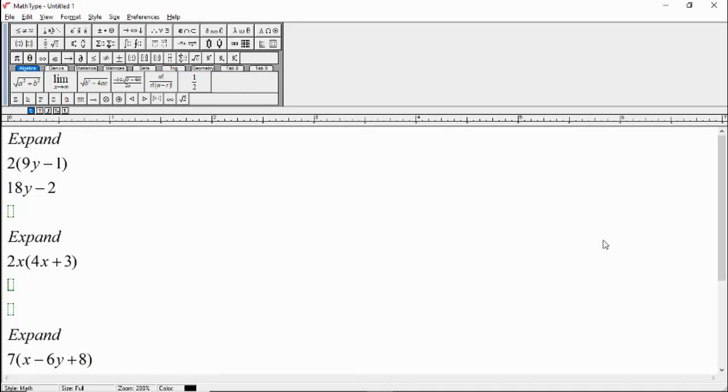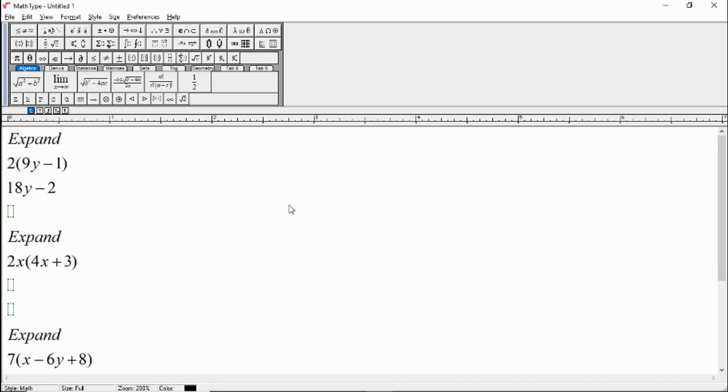2x(4x + 3). Don't be alarmed because there's an x on the end of the 2. You'll still expand it the same way. The only difference is that because there's a 2x, there's an x inside the bracket and there's also an x outside of the bracket. This is where the powers of indices come in. So you basically add the powers together.